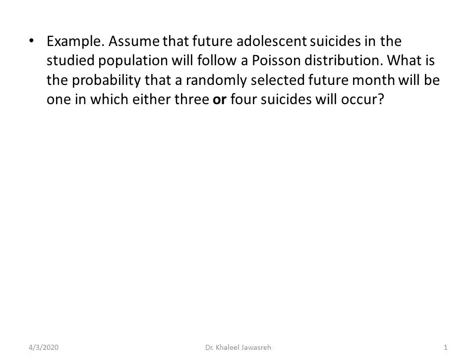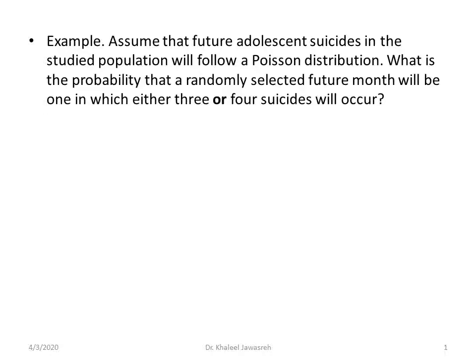Another example: assume that future adolescent suicide in the studied population will follow a Poisson distribution. What's the probability that a randomly selected future month will be one in which either, look at this question, either 3 or 4 suicides will occur? So we have two values, either 3 or 4.